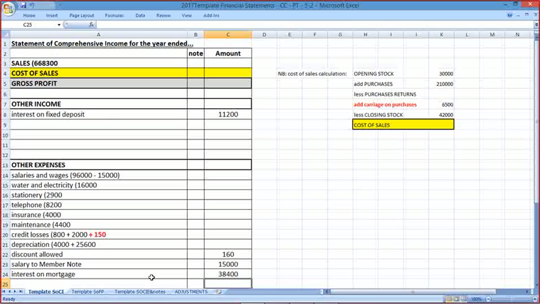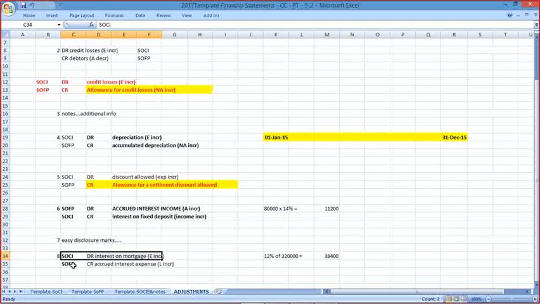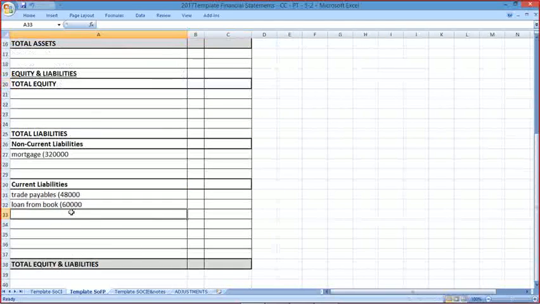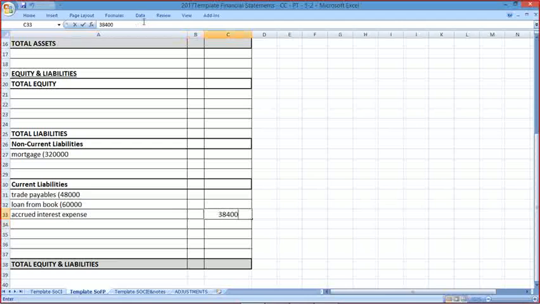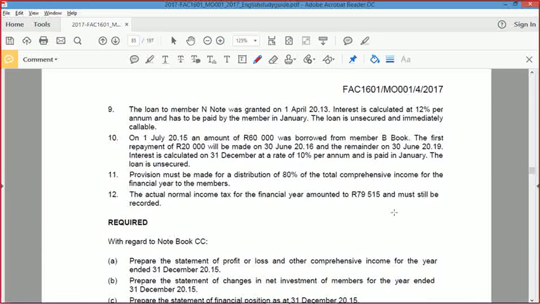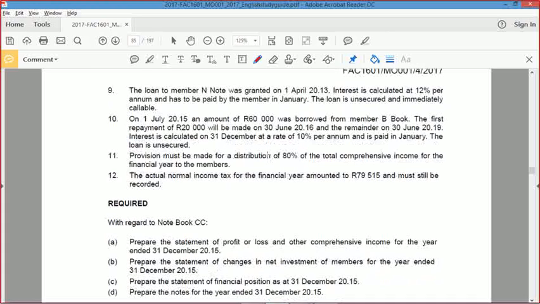Where else do we put it? 38,400. We put it on the statement of financial position under current liabilities. Good. And we write down accrued interest expense because that's the actual account name for the liability. Okay, so current liabilities, accrued interest expense, 38,400. Does that make sense? Yep. Great. Next.